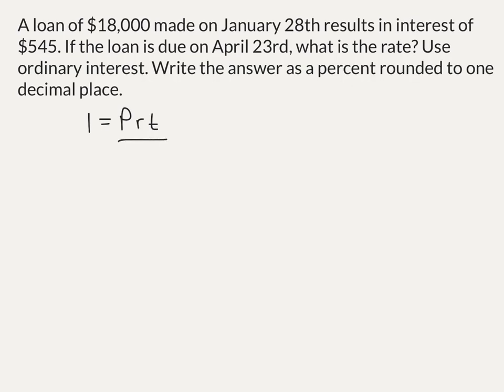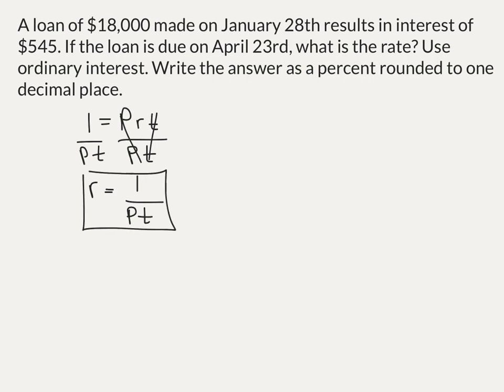So I'm going to divide by PT. So that tells me that R, or the interest rate, equals the interest amount divided by P times T. So we'll use this formula to find the interest rate. Now, I need to know the interest amount, the principal, and the time. The interest amount is $545, and then the principal is $18,000.